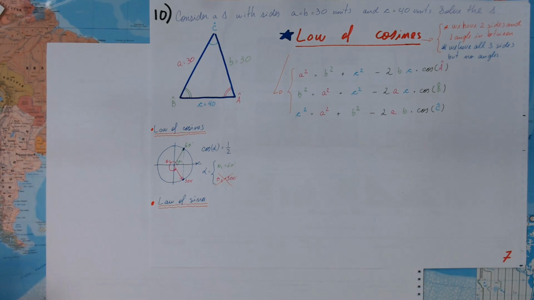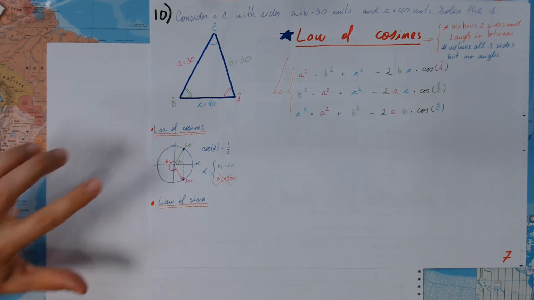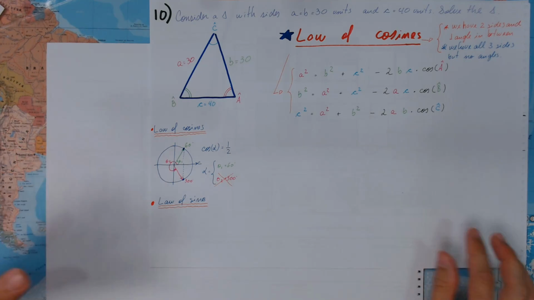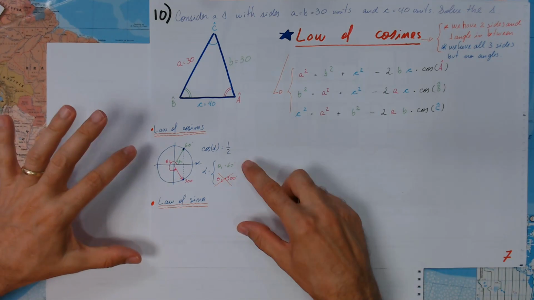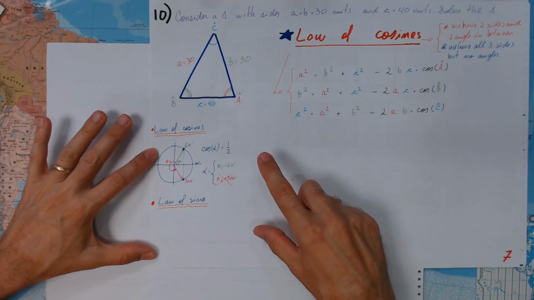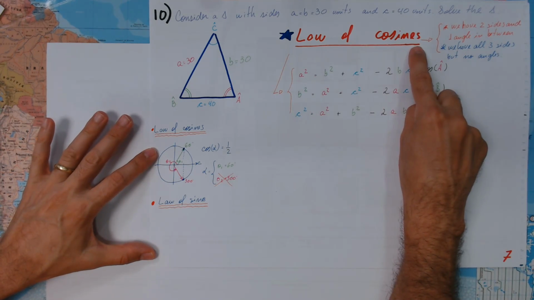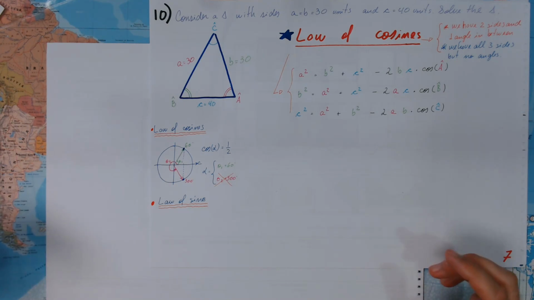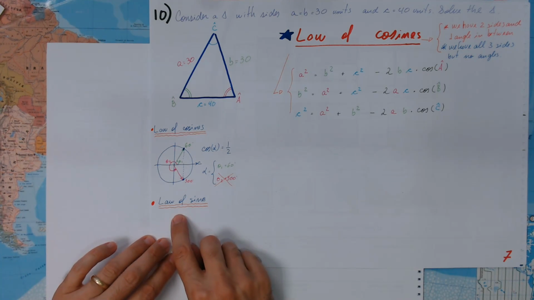It is always one option of angle when you use the law of cosines. There is no way to make a mistake on that. And the reason I'm saying this is because of what I'm going to explain here: it's better to start using the law of cosines with the biggest angle, and I'm going to explain why. Now let's see the law of sines.